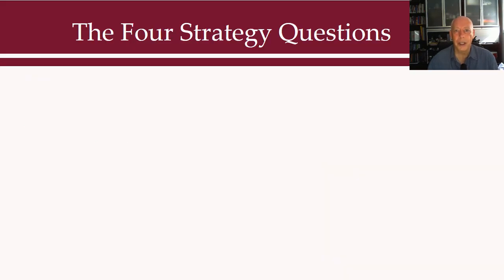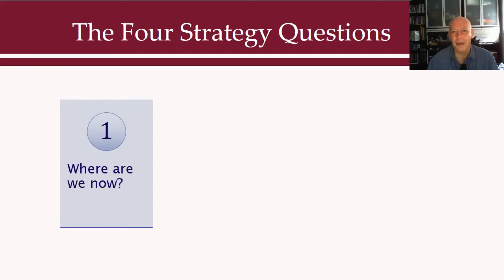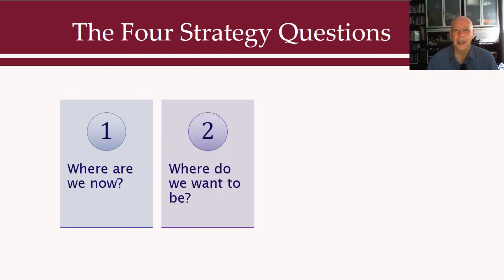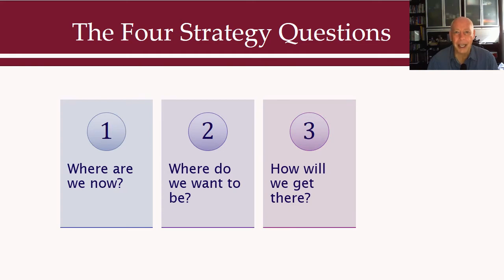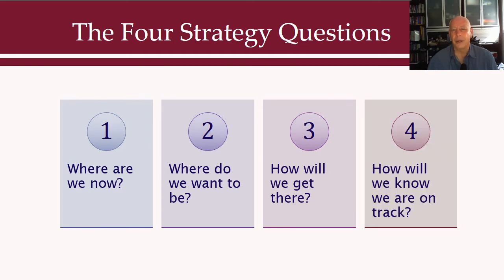So when we look at strategy, what is it? Really, there are four questions that we always look for. The first is, where are we now? We have to know what our base is. We need to know where we want to be. And then, how are we going to get there? And finally, how do we know that we're on track? So it's perhaps one of these last elements, this last question that we really want to focus on today.